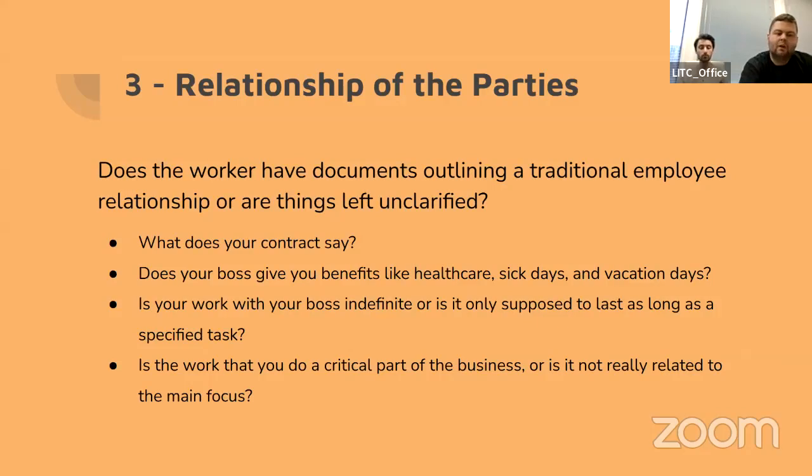This is maybe one of the murkier sides of this test because, on one hand, it can be very specific, but it also can be very confusing in terms of how to decide how something lands. So this is generally asking the question of, does the worker have any documents outlining a traditional employee relationship, or are things left unclarified? And I have documents here because that makes it most straightforward, but this is just generally getting at the idea of, does the worker and does the payer or the boss, well, what is their understanding of how that work relationship is? Do they think that it's an employee relationship, or do they think that it's an independent contractor relationship?